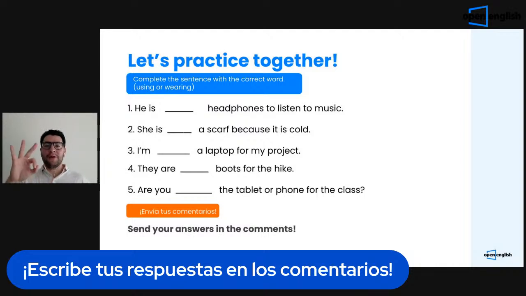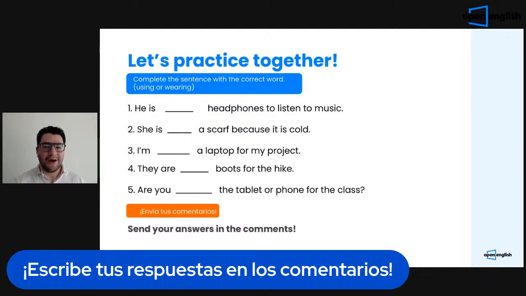Okay. Let's go to number 3. I'm a laptop for my project. What do you guys think? I'm using a laptop or I'm wearing a laptop? Yes. Good, Annie. And Joy, I'm using a laptop for my project, right? Because a laptop would be an object that we can use as a tool. So using is the best one. I'm using a laptop for my project. Let's see. Excellent. Thank you, Gonzalo. I'm using a laptop. Very good.